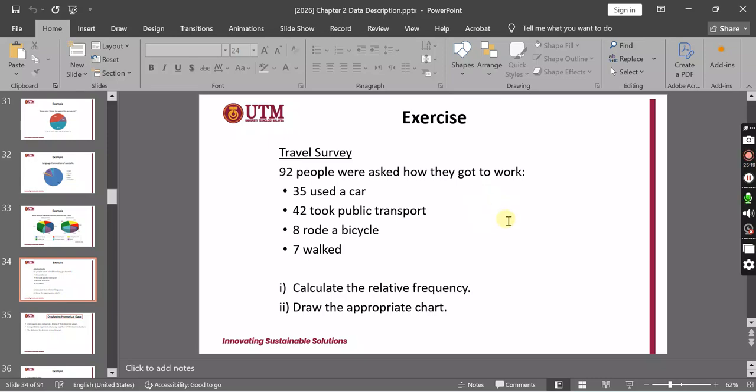car, transport, bicycle, walk. Frequency will be 35 for the first one, 42 for the second, 8 for the third, and 7 for the last one. So the sum of them must be equal to 92. If you want to make the relative frequency, it will be 35 divided by 92, 42 divided by 92, 8 divided by 92, 7 divided by 92. So this will be the relative frequency for this example. And you can make a bar chart or pie chart or horizontal bar chart. It's up to you.